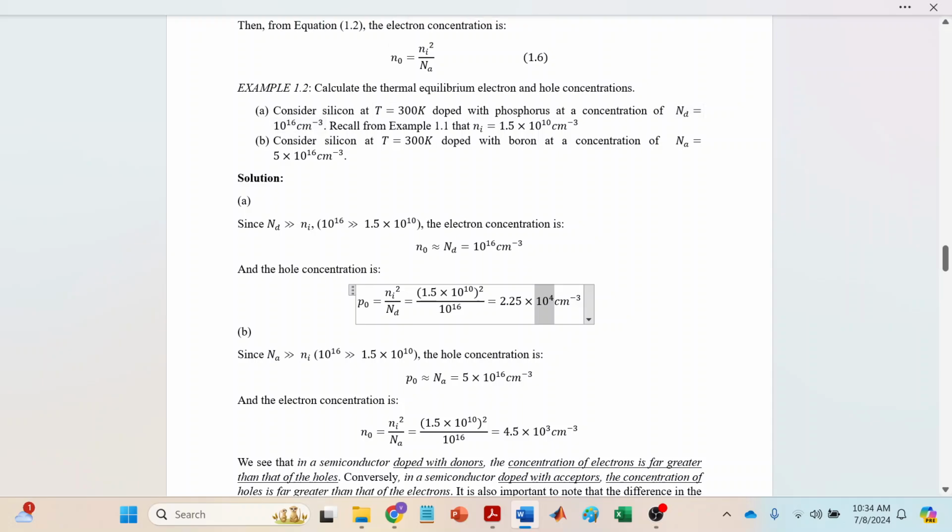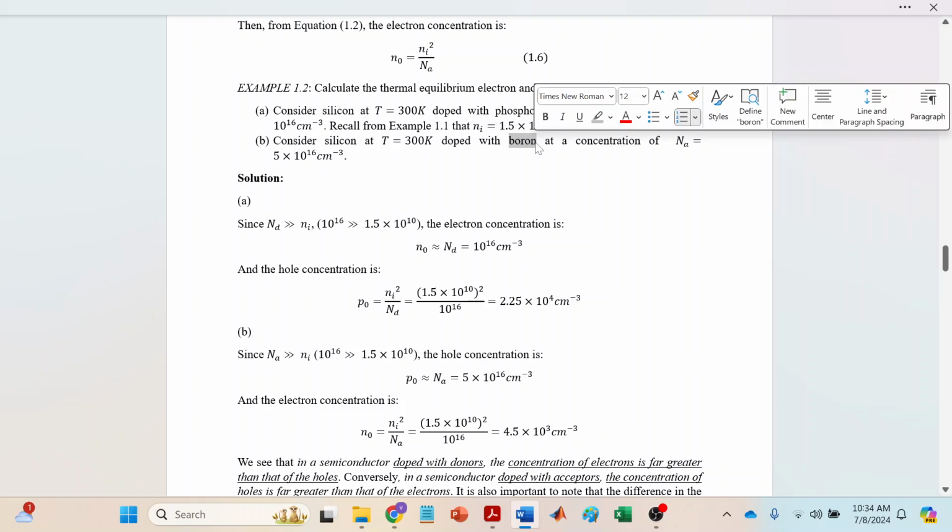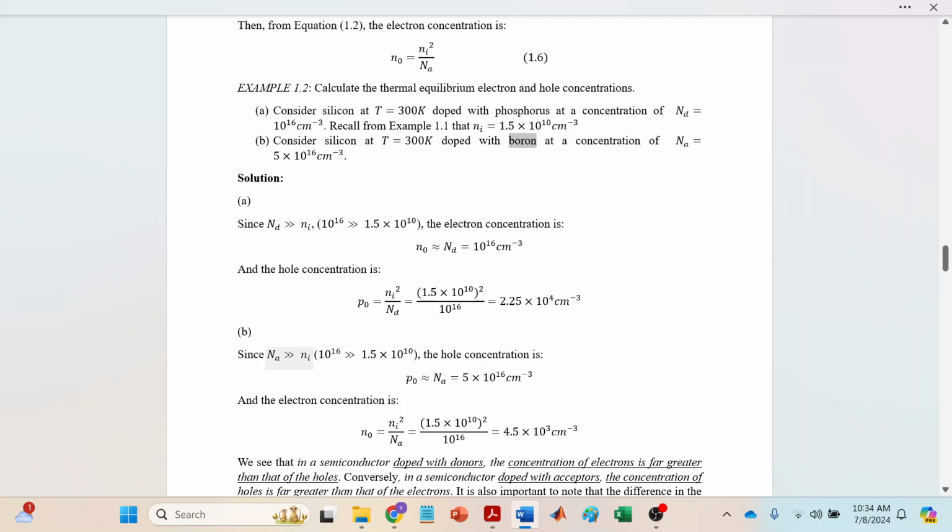Similarly, in this case, when it's doped with boron, an acceptor atom, we replace the hole concentration with Na, because Na is far greater than the intrinsic carrier concentration. So we'll now calculate the electron concentration using this same equation, and we arrive at 10 raised to power 3.